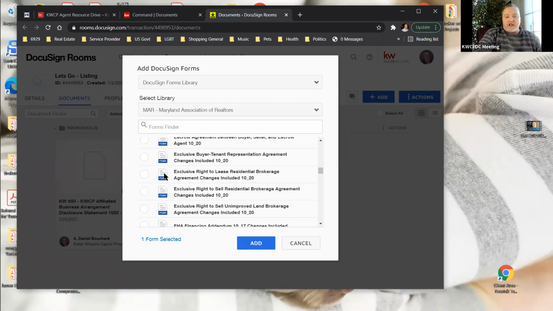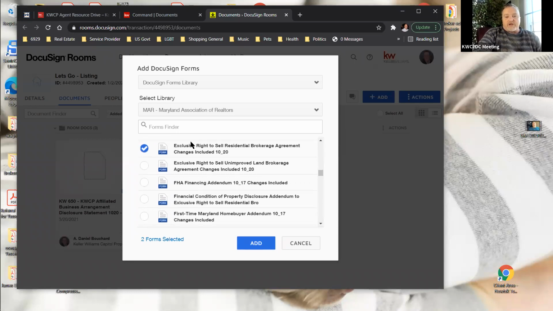Exclusive right to sell. That's going to be the main document we're going to look at today. So keep in mind the difference between this form and this form here: the second one is for land, and this first one is for properties with a building on it. So you're pretty much always going to use the improved property exclusive right to sell residential brokerage agreement, not unimproved. It's highly unlikely that you would do that.